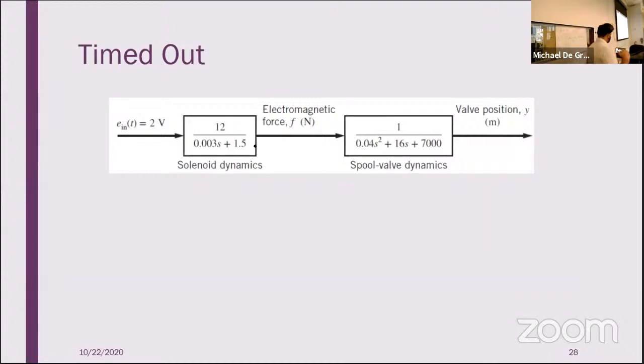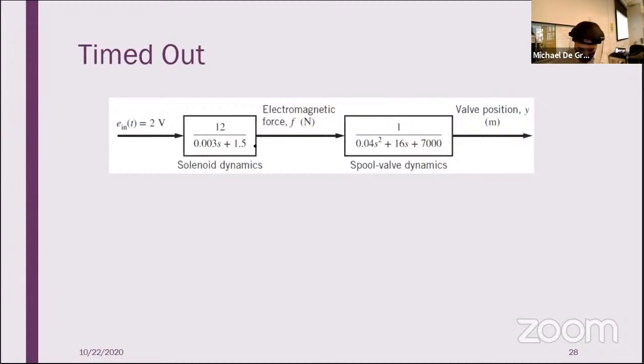Okay, so let's try one here. I've got this block diagram here, because block diagrams are the new hotness that everybody loves, so we're going to use them. And look, I've got this input voltage. It's 2 volts. It goes into some solenoid. That block gives me my solenoid dynamics. It outputs an electromagnetic force, which goes into my spool valve, and that comes out as some valve position in meters. So what is the DC gain of the solenoid? What's the DC gain of the first transfer function?